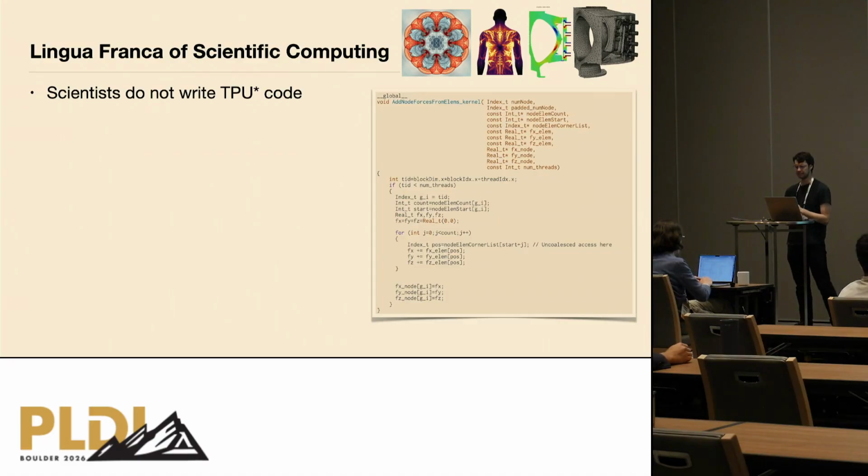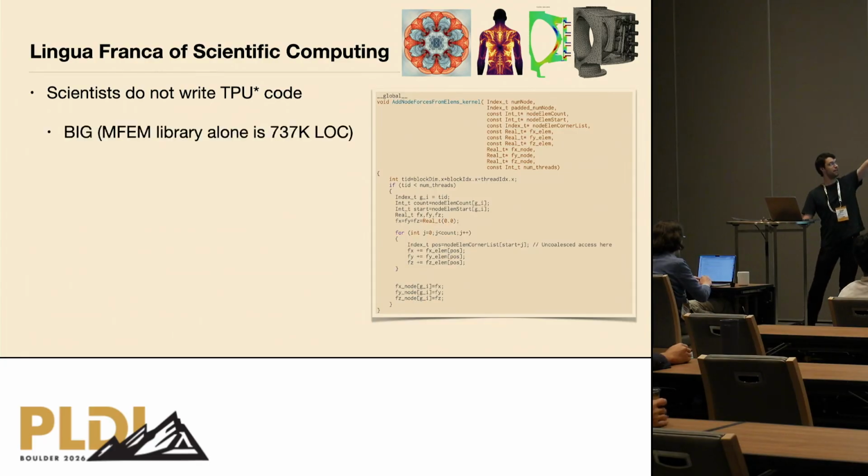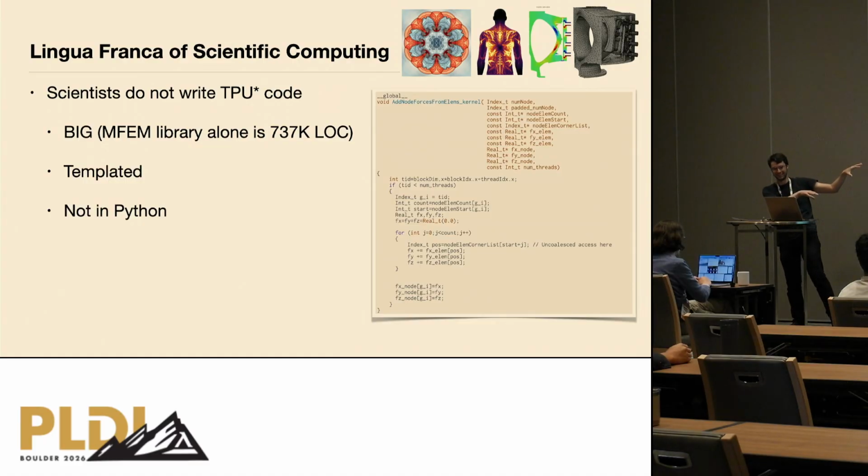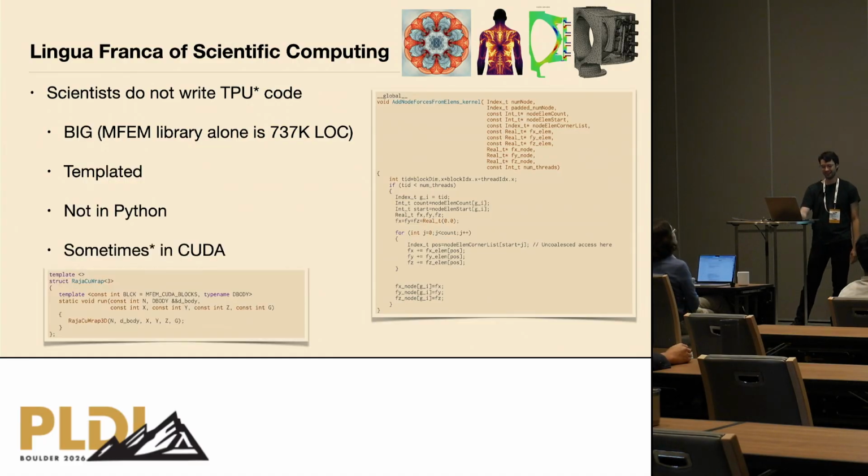And scientists, unfortunately, do not write code which is friendly to these TPUs. Here's an example snippet from MFEM, which is actually what was used in that Gordon Bell run earlier, not our Gordon Bell run, but the one for the tsunamis, as an example. MFEM, once again, like the other climate models we were talking about earlier, is also very big, hundreds of thousands of lines of code. It's templated. It's, most importantly, not inside of Python. It's sometimes in CUDA.